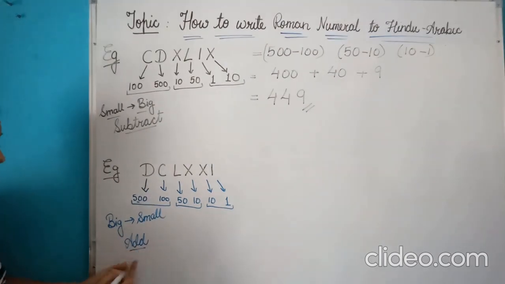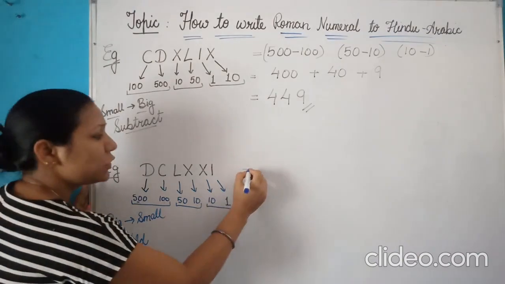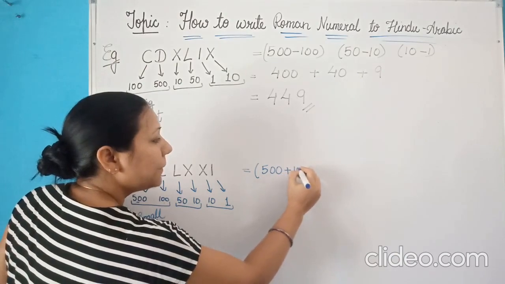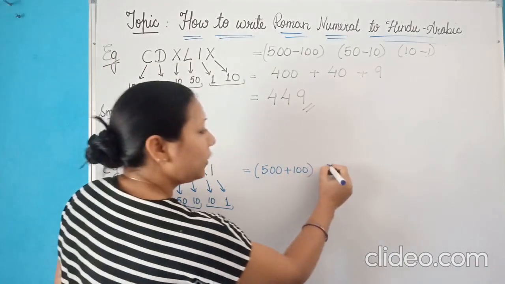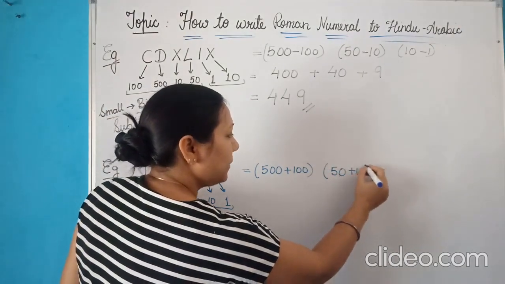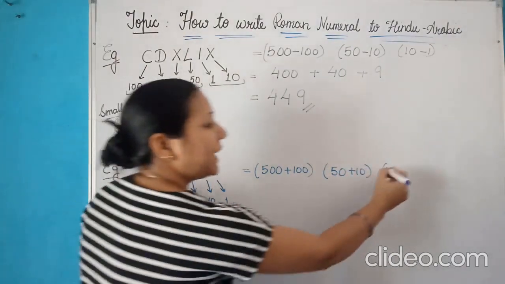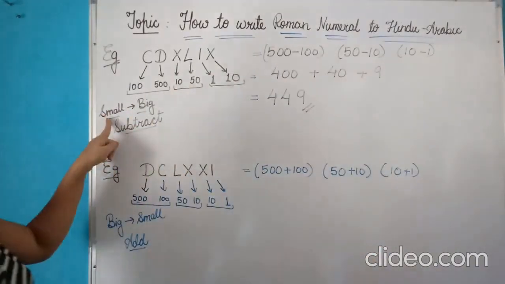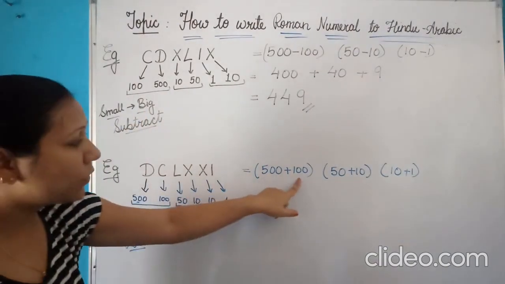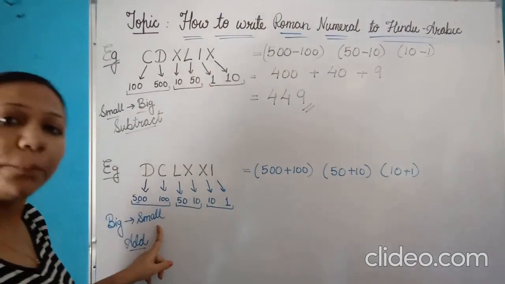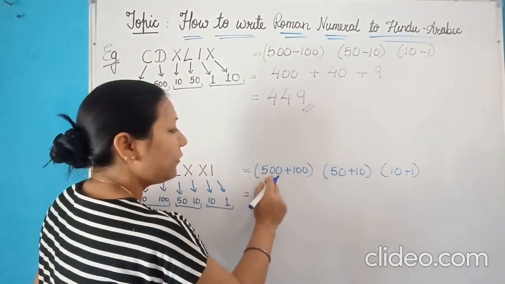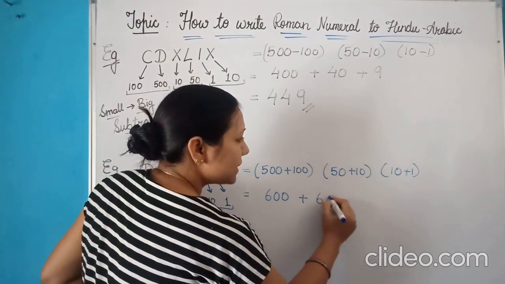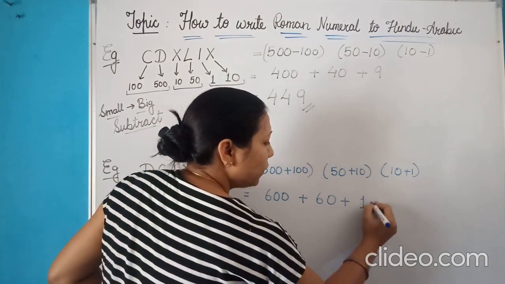So using the same trick, let me add the values here. I'll add the terms in the groups: 500 plus 100, in the second group 50 plus 10, and in the third group 10 plus 1. In the first case we subtracted because we were going from small to big value. In the second case we will add because we are going from big to small. Now 500 plus 100 gives you 600, 50 plus 10 gives you 60, and 10 plus 1 gives you 11.